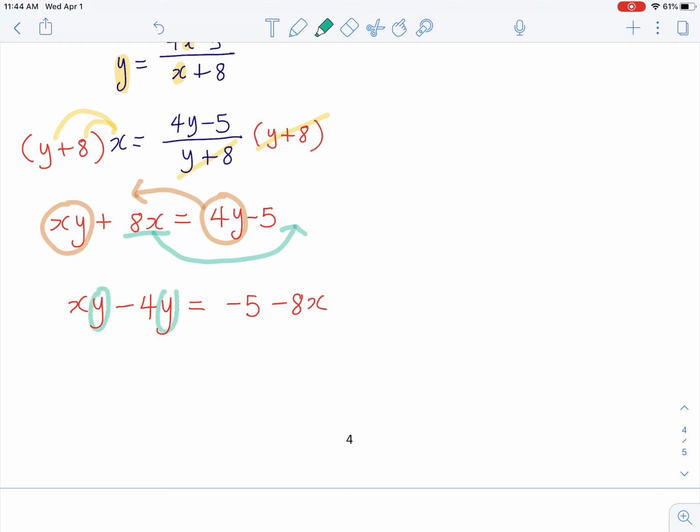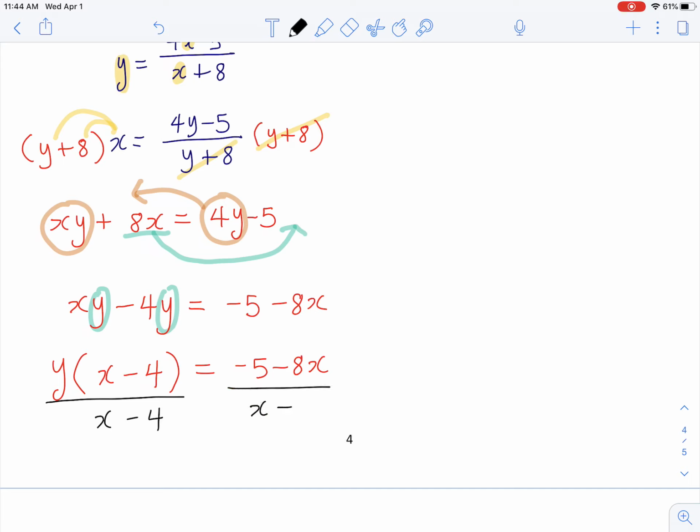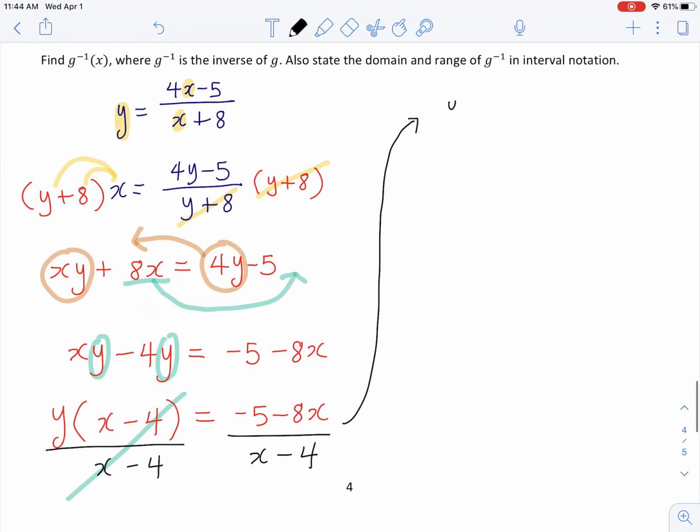Now, why did I move all the terms that have y to the left side? Well, because I want to now factor this out. I want to factor this y out in front of it. So what's left inside? I'm going to have x minus 4 inside. And the right side is still -5 minus 8x. Almost done. We're solving for y, right? So what do you do to both sides? You're going to divide both sides by this x minus 4. If you divide both sides by x minus 4, the x minus 4 will cancel out, right?